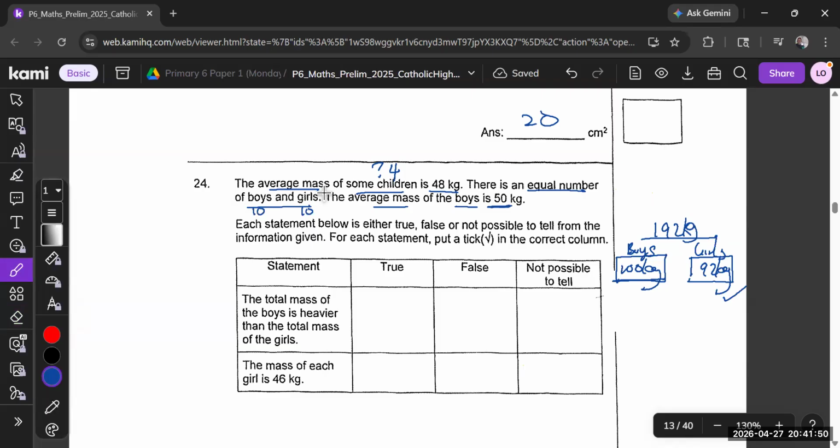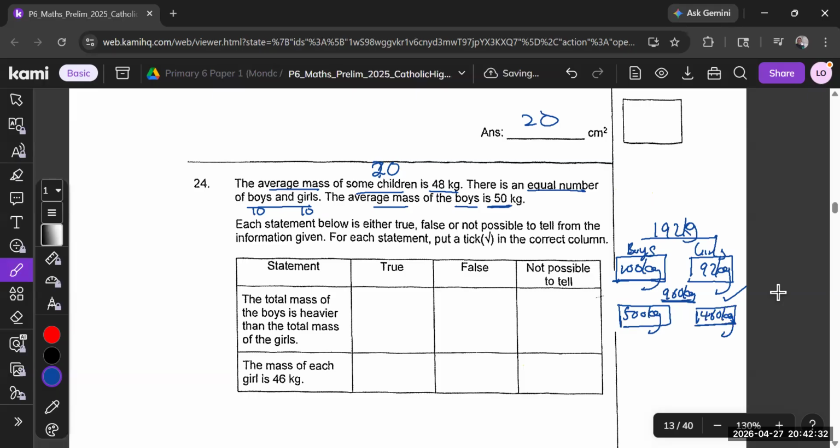So we have to check whether it is true or false, or not possible to tell. If there are 10 boys, then what is the total mass? 50 times 10, 500. And then what is the total mass of all the children? 10 plus 10 will be 20. So there are 20 children. So what's the total mass of 20 children? 48 times 20, 960 kg. So what's the total mass of the girls? 960 minus the total mass of the boys, you will get 460 kg.